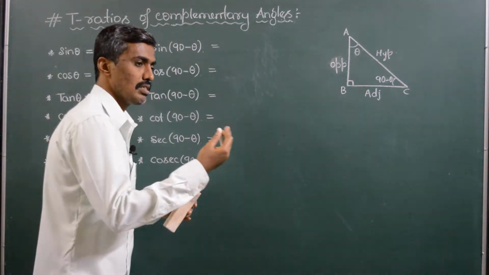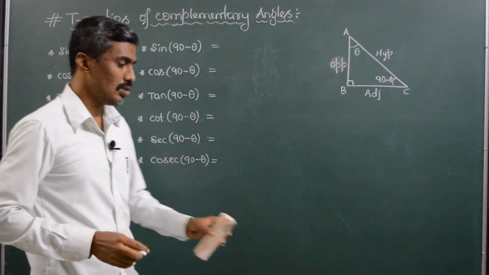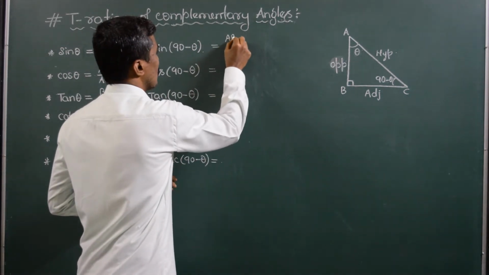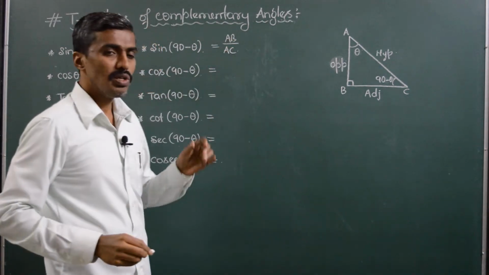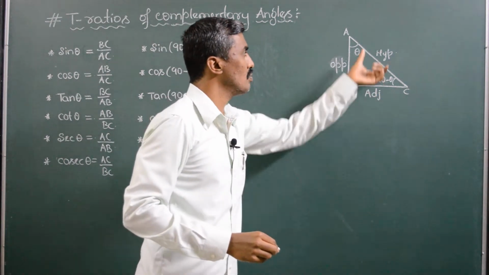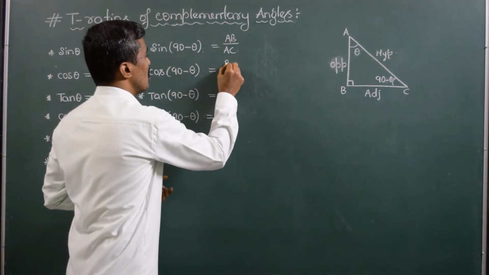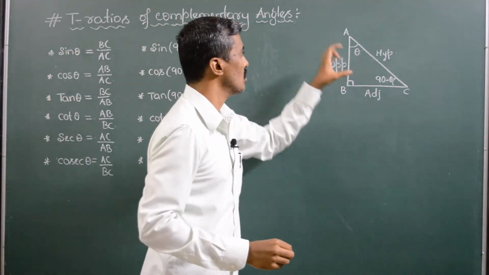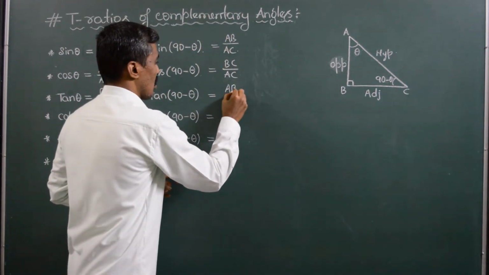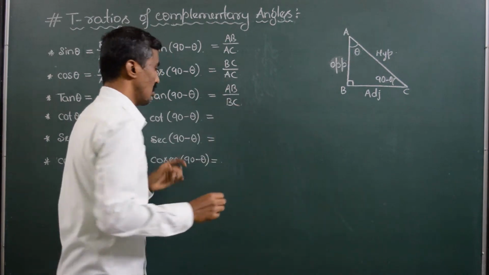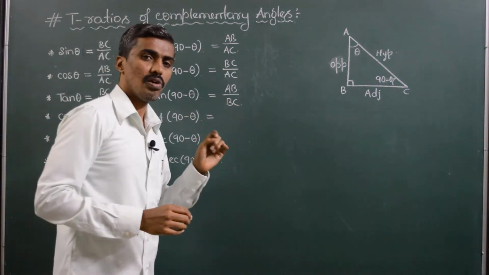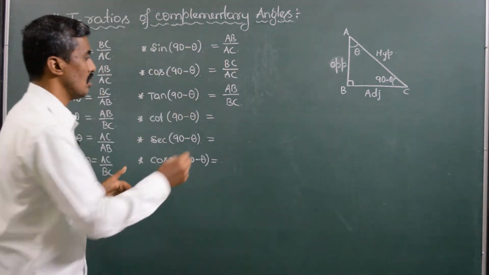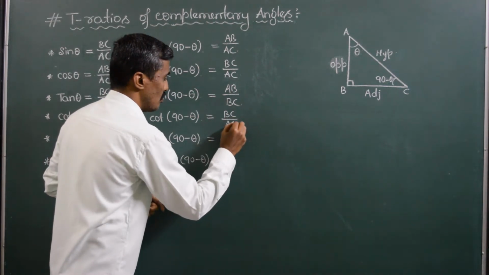Now let me start with sin. Here the angle is 90 minus theta, therefore sin of 90 minus theta is opposite side by hypotenuse, so here AB by AC. Next, cos of 90 minus theta, adjacent side by hypotenuse, therefore here BC divided by AC. Next, tan, opposite side by adjacent side, AB by BC, so that is tan of 90 minus theta. Cot of 90 minus theta is the reciprocal of tan of 90 minus theta, therefore it is BC by AB.